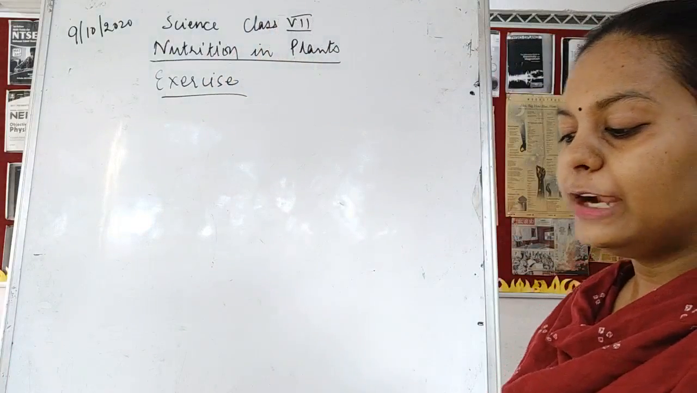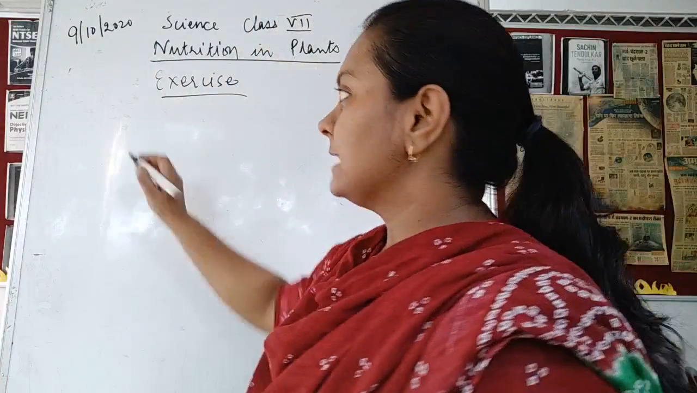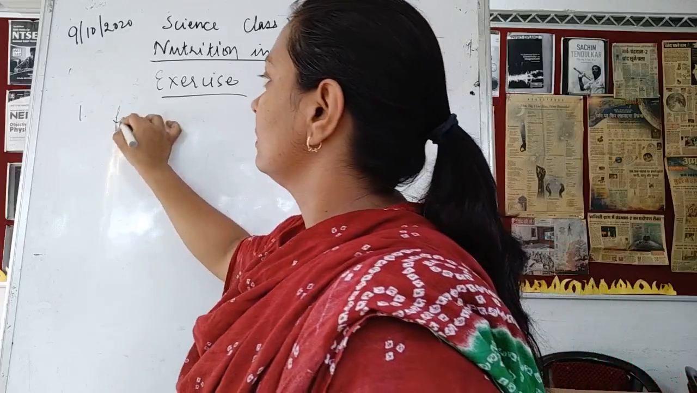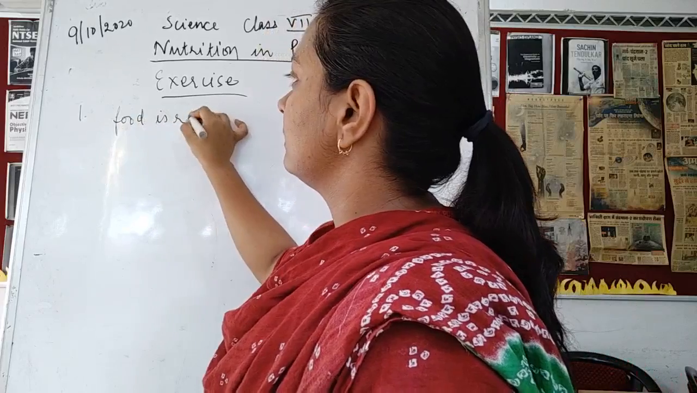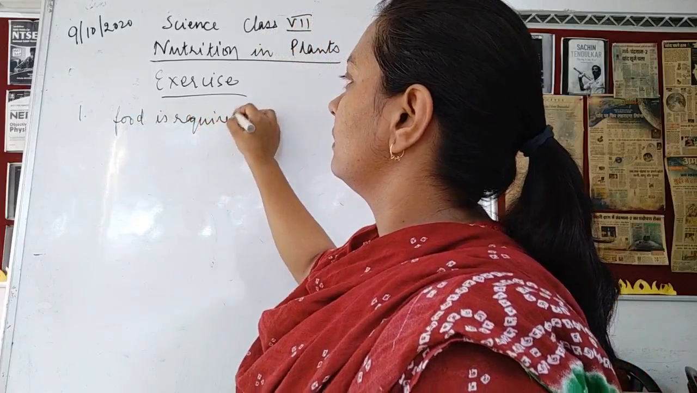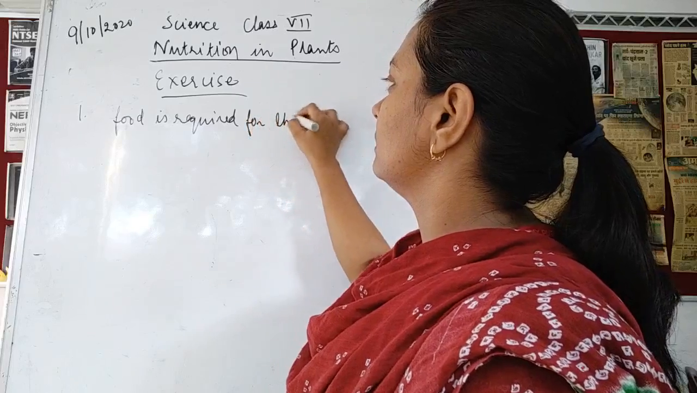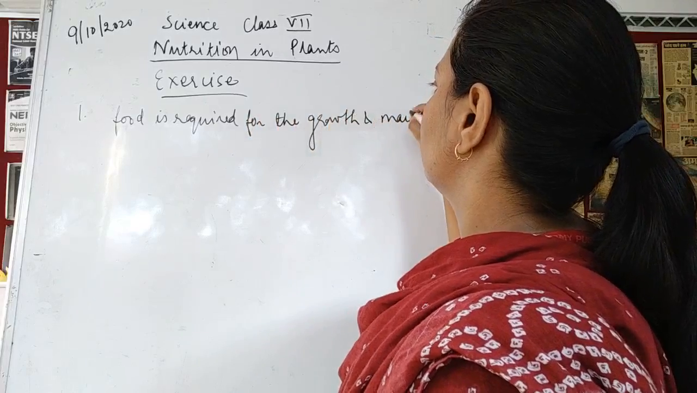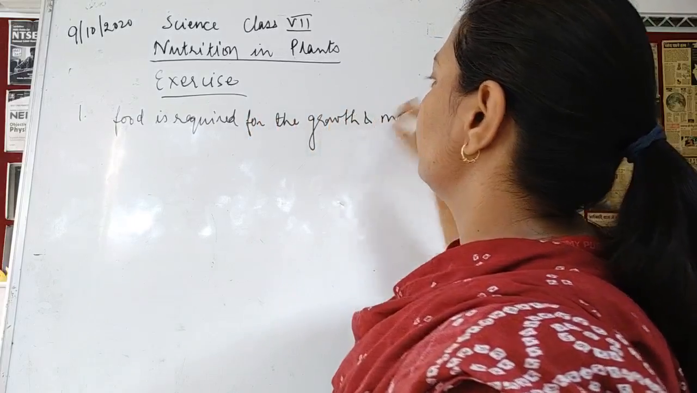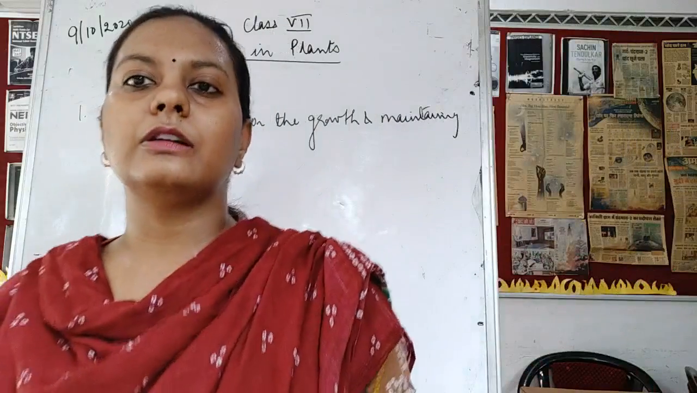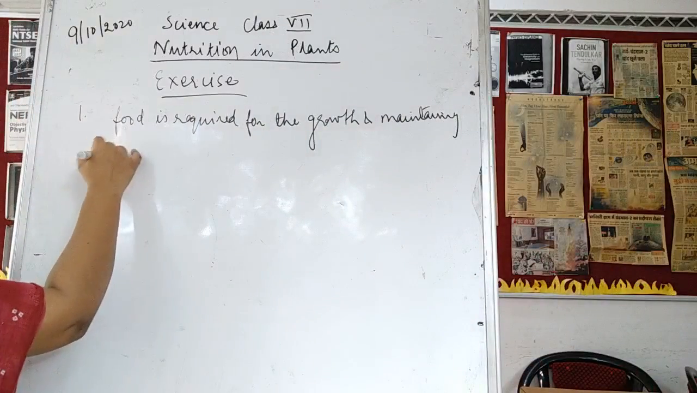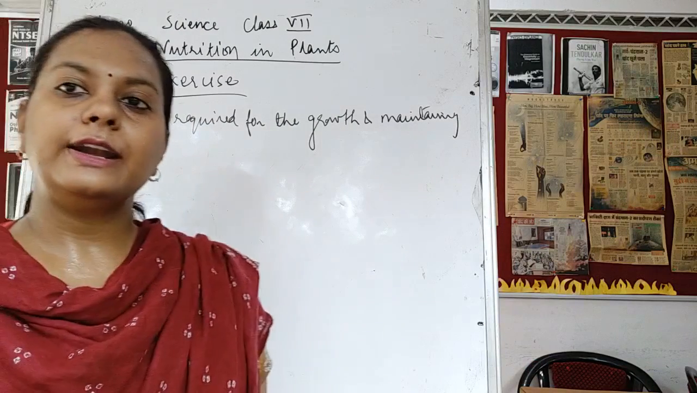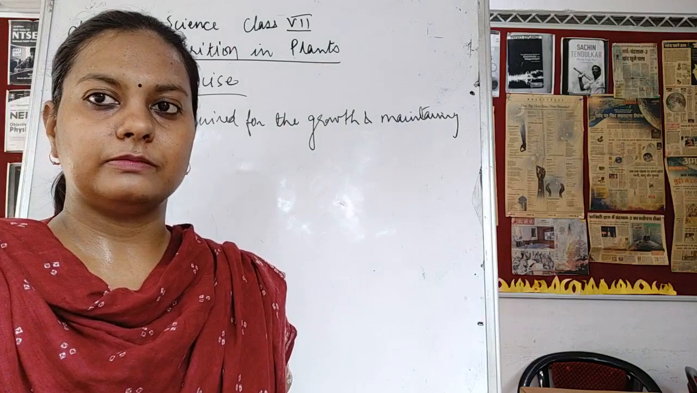Find the first question. Why do organisms take up food? So organisms are taking up food because they require food for growth and maintenance, maintaining their body, or we can simply write food is required for survival. Fine, it is required for survival. Now next what we will study is the second question.